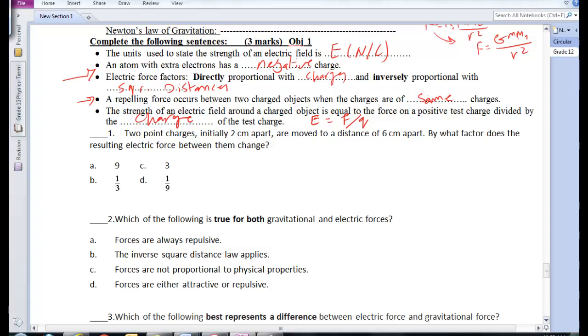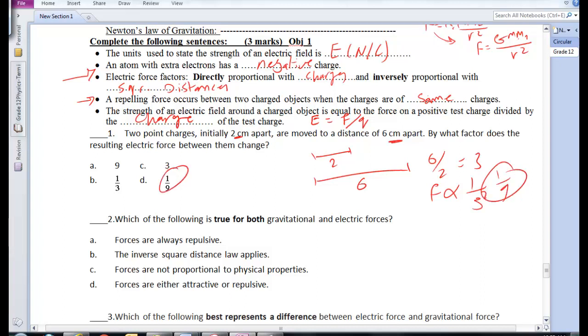Two point charges, initially 2 centimeters apart, are moved to a distance of 6 centimeters. Again, he is trying to confirm your knowledge about Coulomb's law. The distance was 2 and then it became 6. Compare 6 over 2, which would be 3, which means a 3 times increase in the distance, which means that F is inversely proportional to 3 squared, so it will decrease by a factor of 1/9.